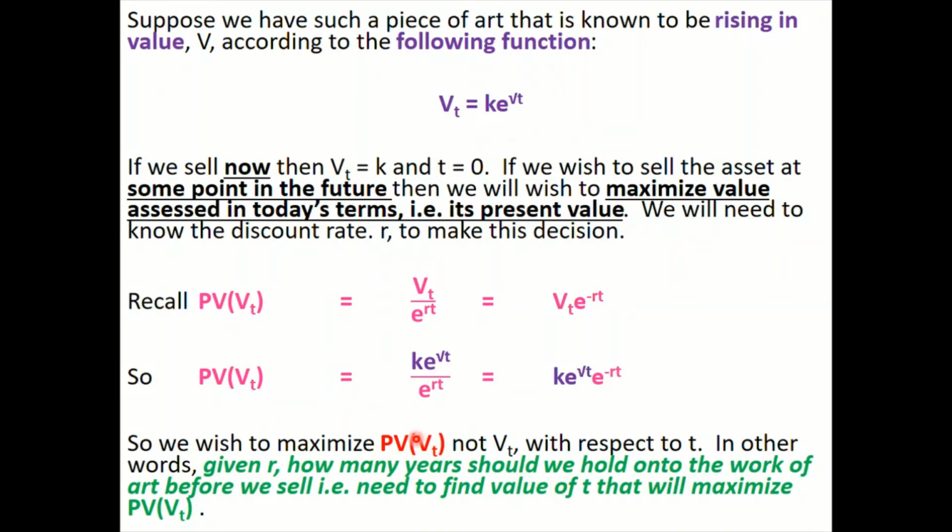value function. A way that we can think about this is, given R, given the discount rate, how many years should we hold onto the work of art before we sell it? So we need to find the value of t, the time period, that is the optimal time period at which to sell our work of art, and we will have a maximum value in terms of present value.